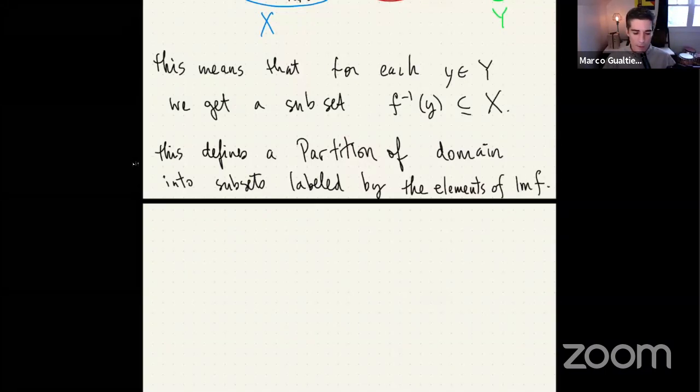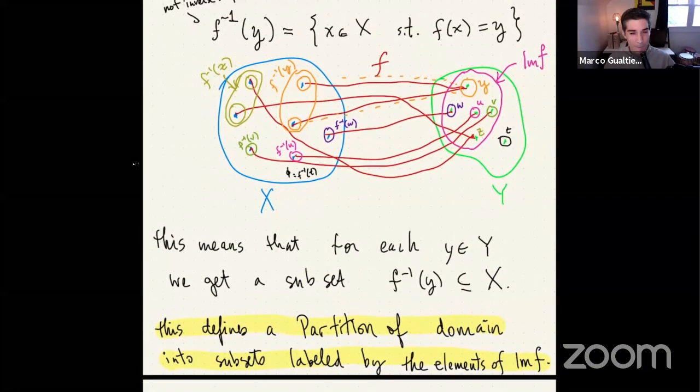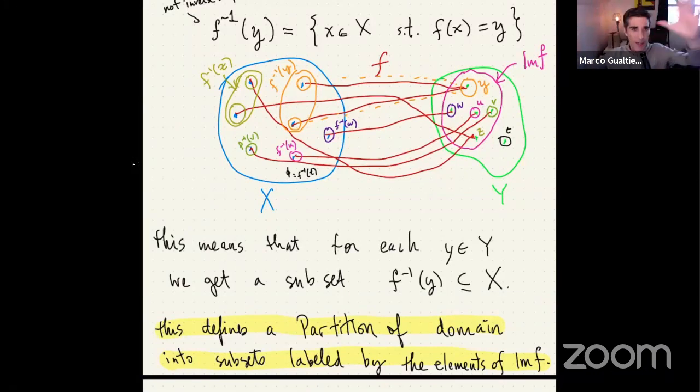So this is a standard way of defining a partition on a set, which is to map the set into some other set, and then you get a partition because some of the elements of the domain will be sent to the same point, and those will be grouped together in one subset in the partition. All of the elements of the domain will be grouped together into subsets, and each subset is labeled by a point in the image.